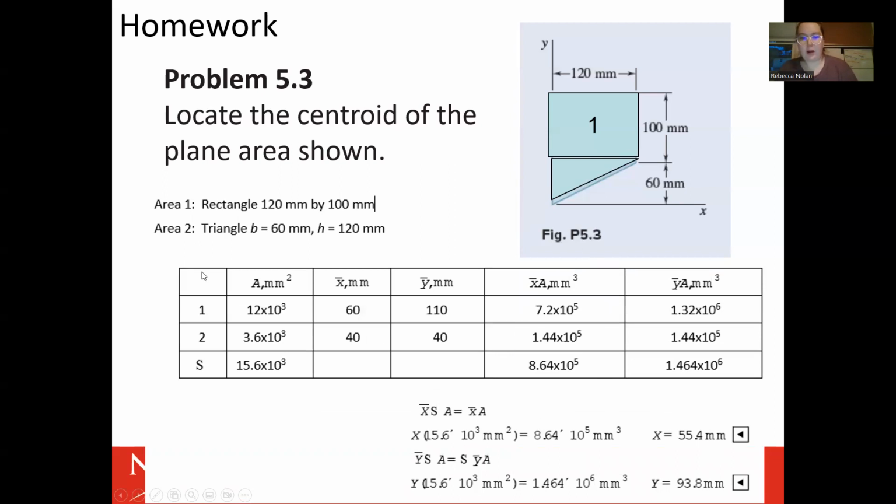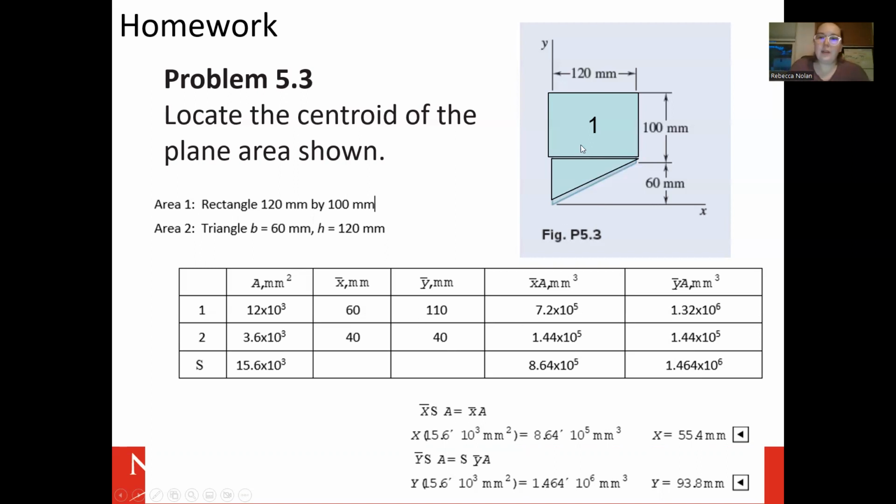So I'm going to follow that same process, putting all my data into a table. So our triangle, we mentioned already, x bar will be 1/3 into the positive x direction. So it'll be 120 over 3. So that is our 40. And then 2/3 up. So that's going to be 60 times 2 divided by 3, which also gives us a 40.